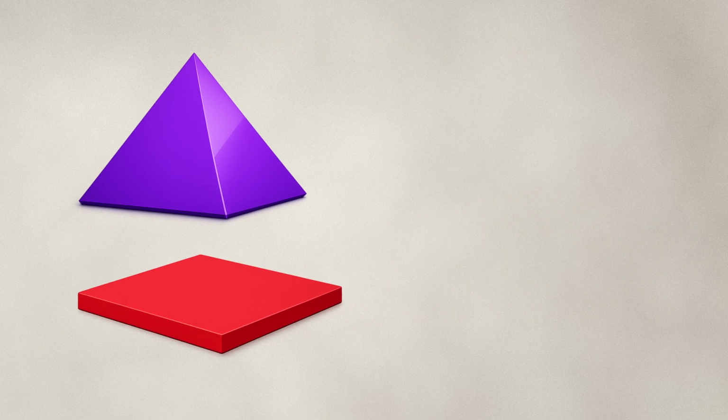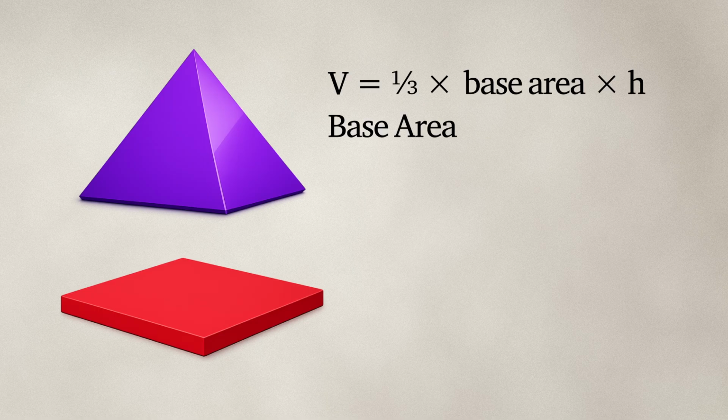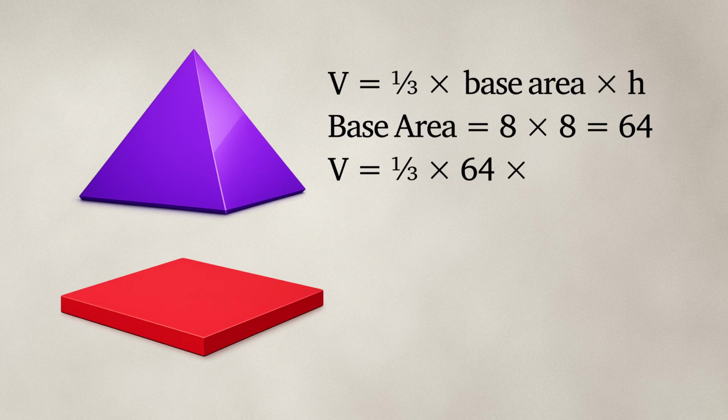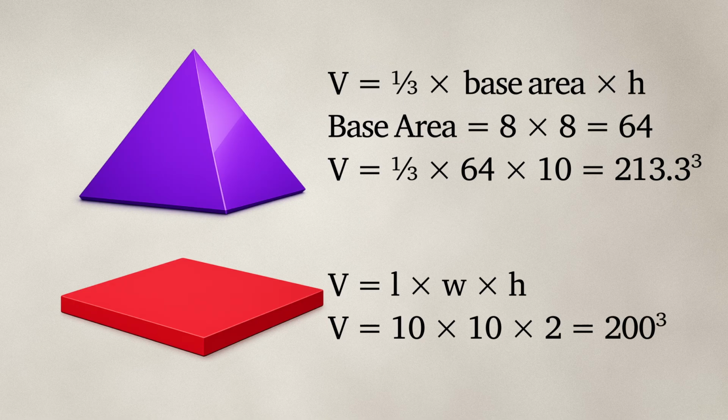Okay, let's do the maths. For the pyramid, the volume equals 1/3 times the base area times the height. The base area is 8 times 8, which is 64. So 1/3 times 64 times 10 gives us approximately 213.3 cubic units. Now the prism is quite straightforward. The volume equals the length times the width times the height. So that's 10 times 10 times 2, which equals exactly 200 cubic units.